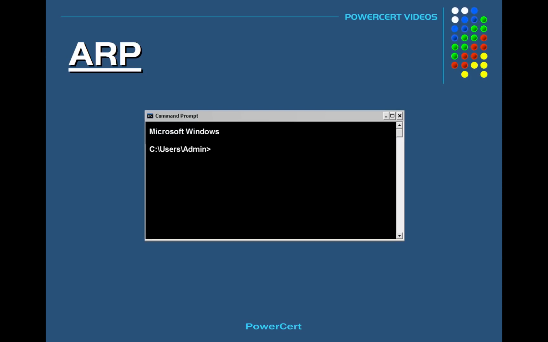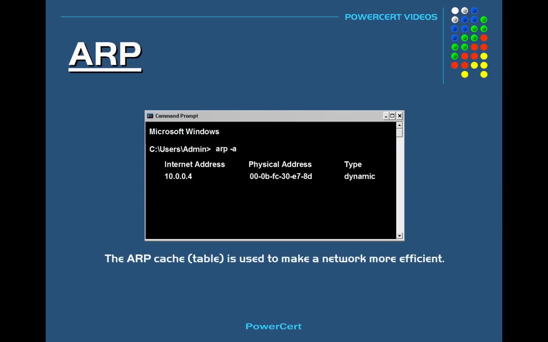So now let's do the same commands as before, and now you can see that the IP address and matching MAC address have been added to the ARP cache. The ARP cache is used to make a network more efficient. It stores IP address to MAC address associations so that the next time it needs to communicate with a device on the network, it doesn't have to broadcast a message out on the entire network. It can just look in the ARP cache.